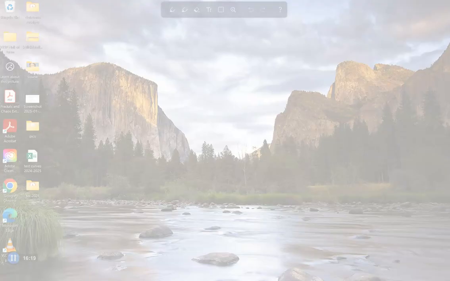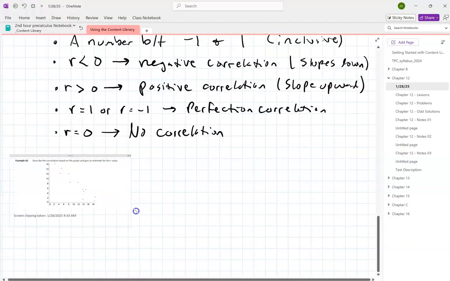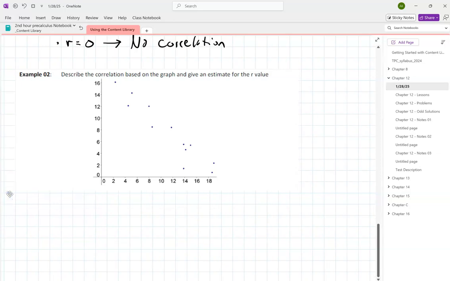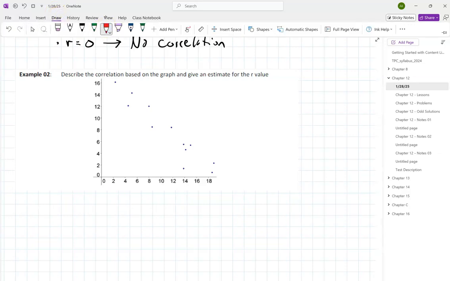So if I take a look at this scatter plot, we're asked to describe the correlation based on the graph and then give an estimate for the value for R. So if we're describing our correlation, we need to say two things. We need to either say it's positive or negative, and whether it's strong, moderate or weak. Everybody's okay with that?